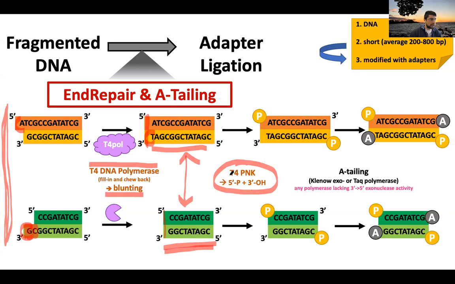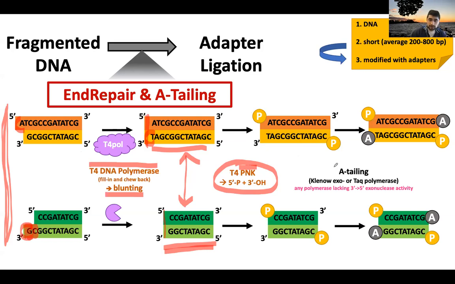After that, another enzyme comes into play. It's called T4 polynucleotide kinase, or PNK for friends, and it's basically just phosphorylating the 5' ends and dephosphorylating the 3' ends. So the activity of T4 DNA polymerase and T4 PNK is blunting and phosphorylating and dephosphorylating in order to make it compatible with our adapters.